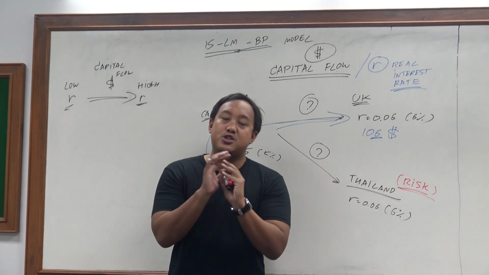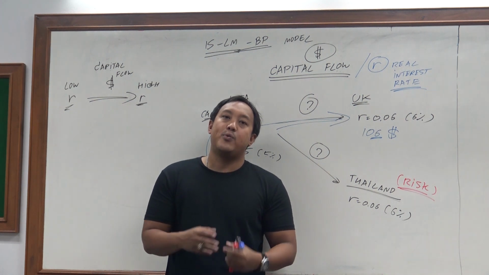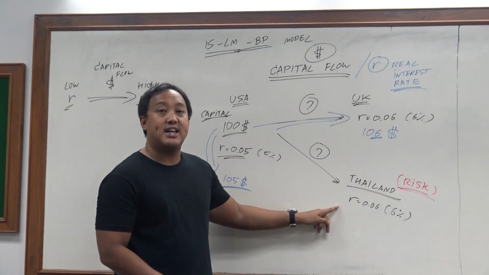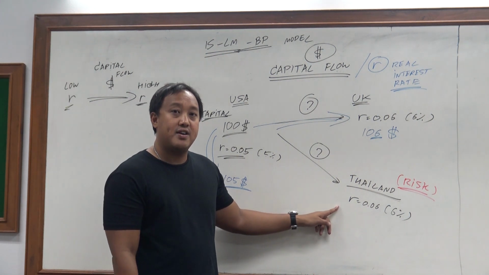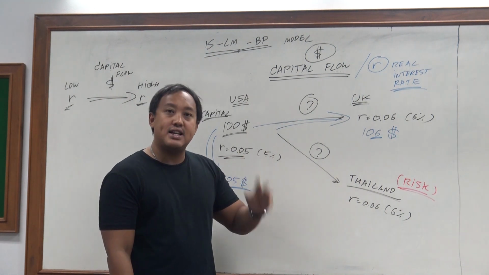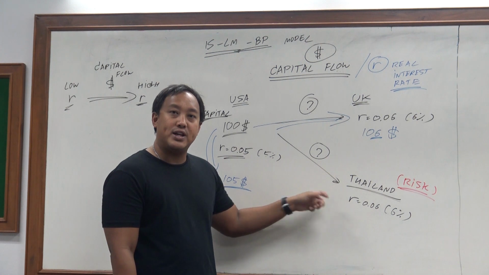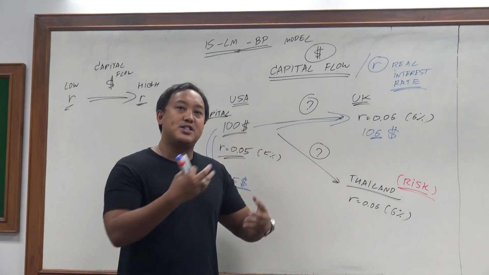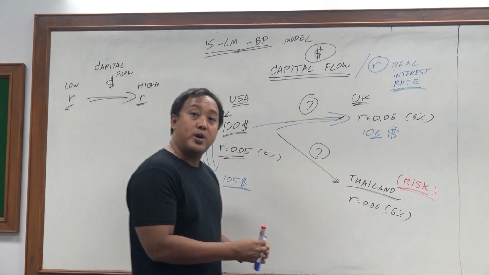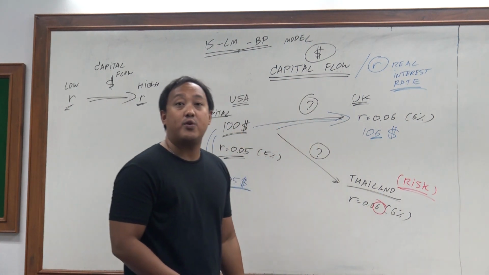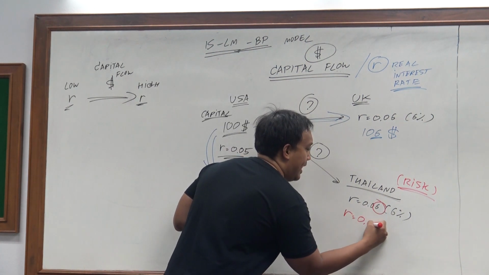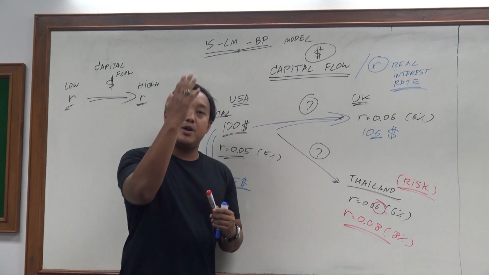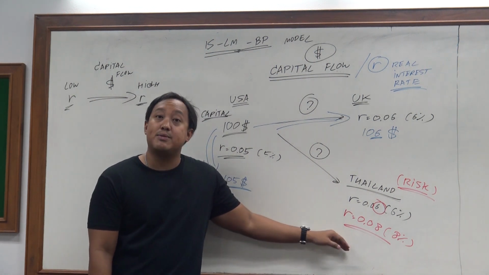So for a small country, a country that has a lot of risk, just 1% higher interest rate, from 5 to 6, is not enough, because our country has risk. In order to give more incentive to investors to move their money to a country that has high risk, you need to increase the real interest rate even more, for example to 8%.